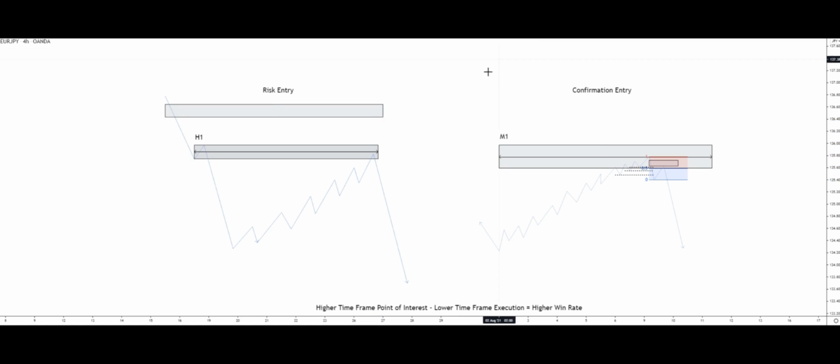But if we're looking for a confirmation entry, especially if you have multiple points of interest, make sure you always go for confirmation entry. But if you have one point of interest that you're thoroughly focused on and you're only going to see that it's valid, then that could be a better opportunity to take a risk entry. But again, if you have quite a few points of interest, you can look for a confirmation entry, okay?